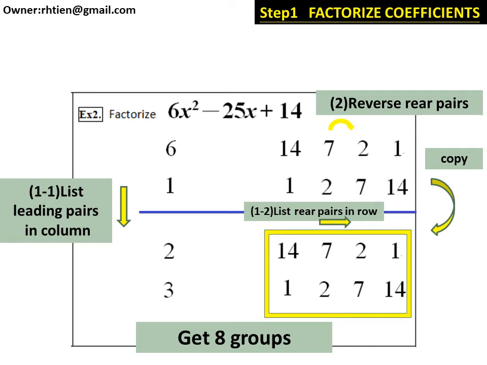And we need to notice the difference between leading pairs and real pairs. First, we list leading pairs in a column, but we list real pairs in a row. Second, we need to reverse real pairs. For example, we write 7, 2, and we write 2, 7 as another pair. But in the leading pairs, we don't need to write 1, 6 because we have 6, 1.